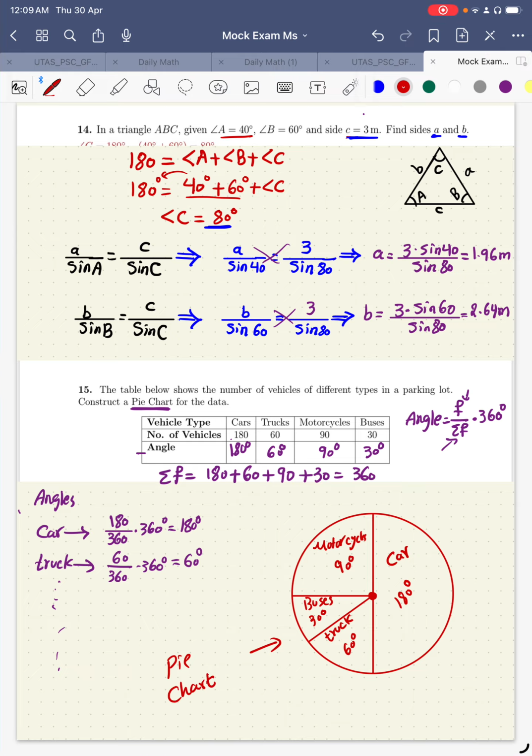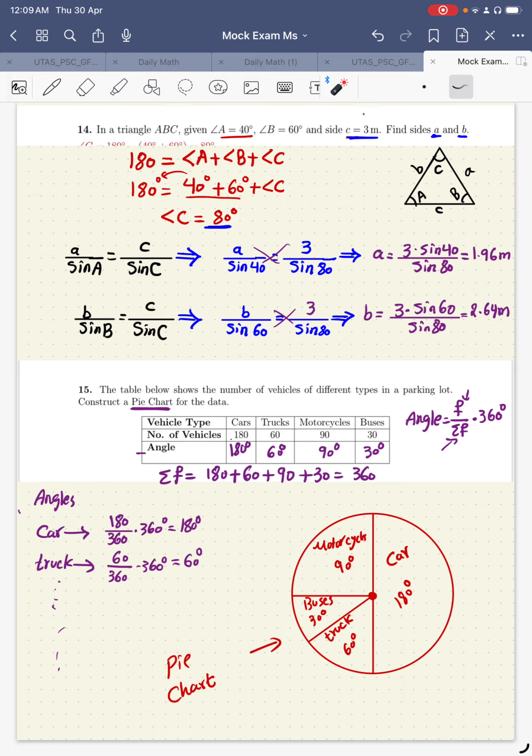So remember, in order for you to construct a pie chart, first you're gonna find the angles. How you're gonna find the angle? You're gonna use this formula here, where f gonna differ, بتختلف ال f حسب اختلاف الكلاس. For example في الكار كم كان معنا ال f؟ 180. في التراكس كم كان معنا ال f؟ 60. في الموتورسايكل 90, and buses is 30. So that was for question 15.